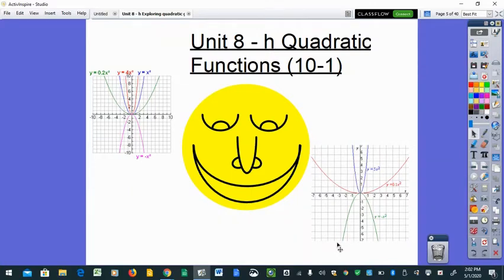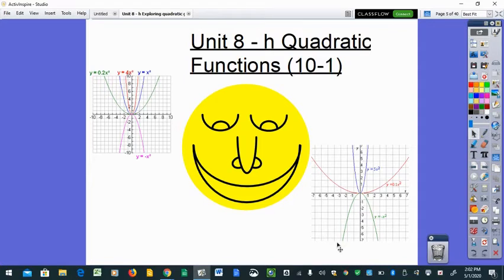So today we're going to start the second part of Unit 8. The first part was a lot of skills. In the second part, we're going to explain where we use those. So to start this quadratic part, we are going to be graphing today.